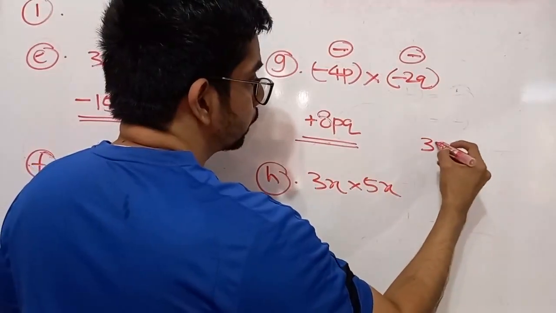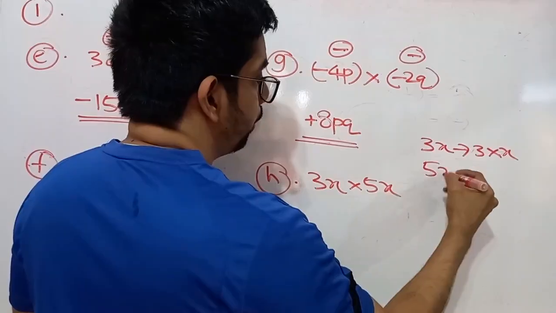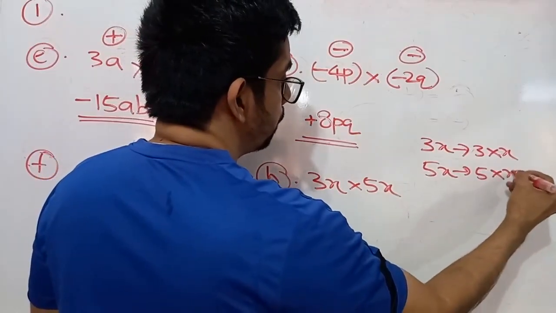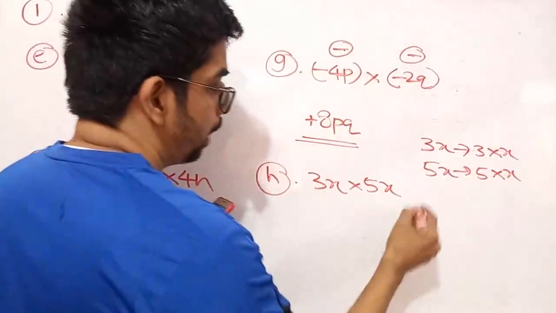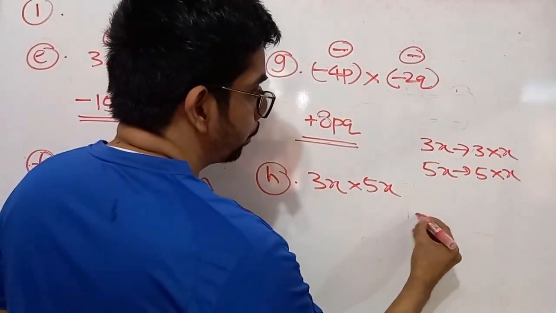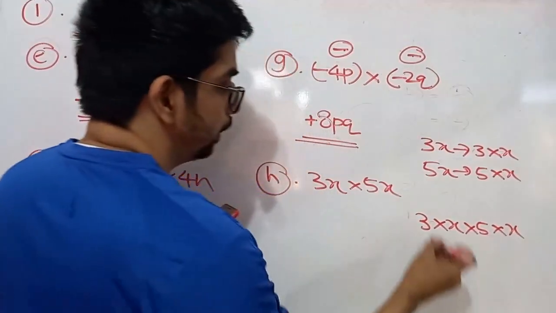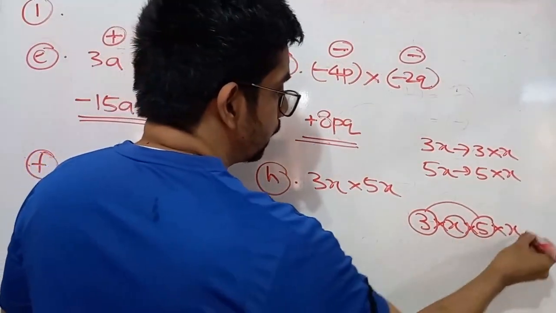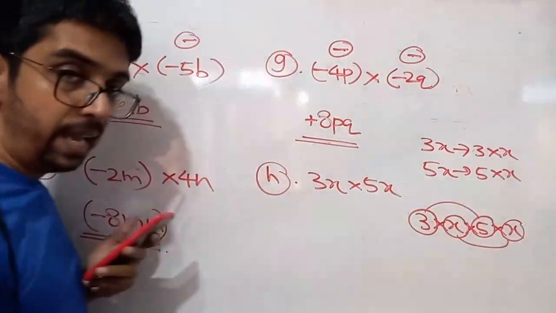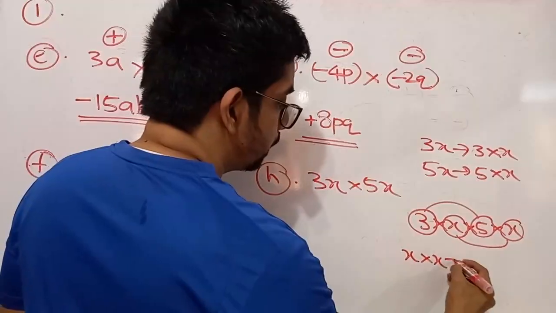So 3x, this is what? 3 times x. 5x, this is what? 5 times x. Now there is a multiplication of these two. So we can write it like this: 3 times x, 5 times x. Then 3 times 5, that is what? 15. X times x, that is what? X squared. Right? Always remember, x multiplied by x, we get what?